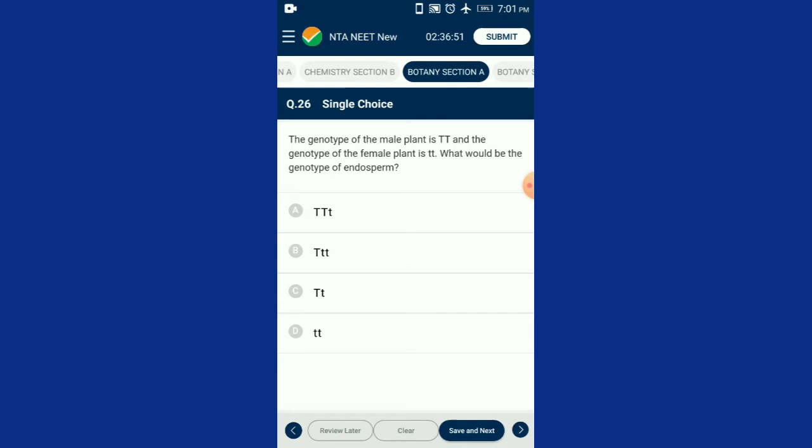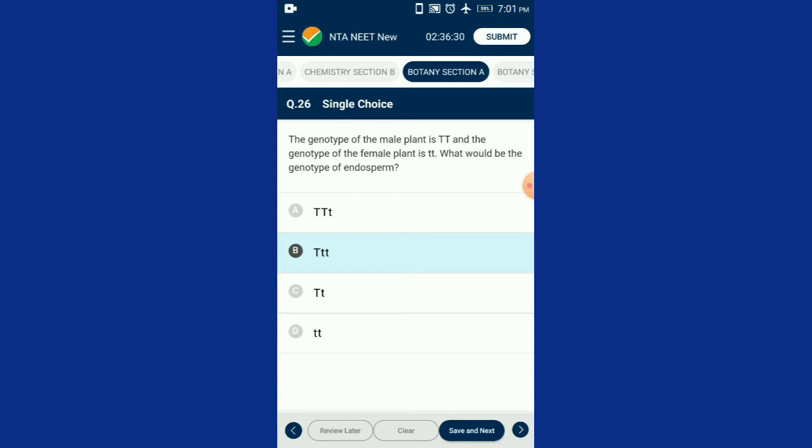If the male parent is capital T, capital T, then the male gamete will have capital T and the female parent will have small t. Two polar nuclei will have small t and small t. Thus, the genotype of endosperm is capital T, small t, small t. So, the answer for this question is option B, capital T, small t, small t.